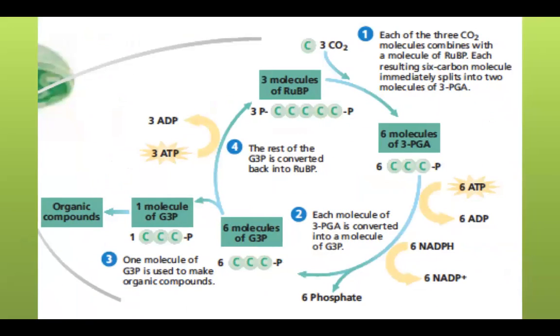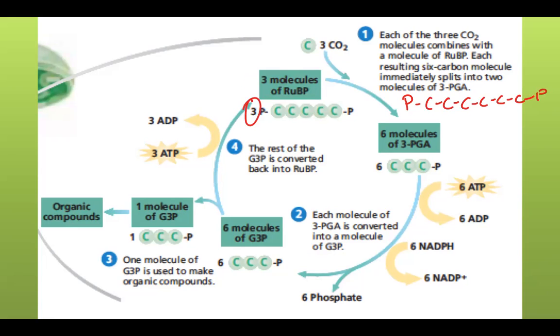Okay, so just to go through quickly again, you've got 3 carbon dioxides that come in to the stroma. They combine with 3 molecules of a 5 carbon compound called RuBP, ribulose bisphosphate. That's going to create a 6 carbon molecule. So it's going to look like this: 1, 2, 3, 4, 5, 6. But you've got 3 of them. So remember, it's times 3.